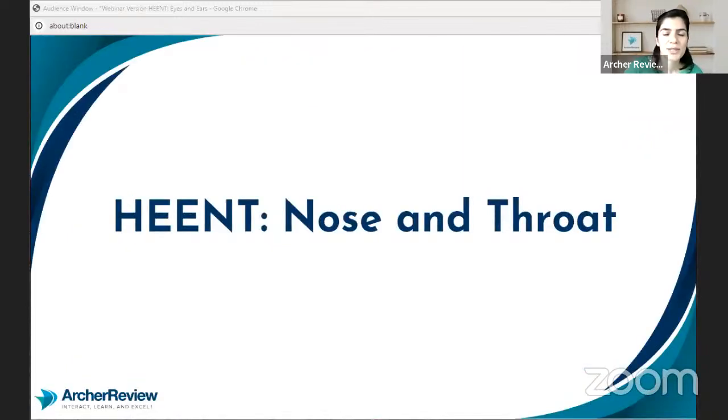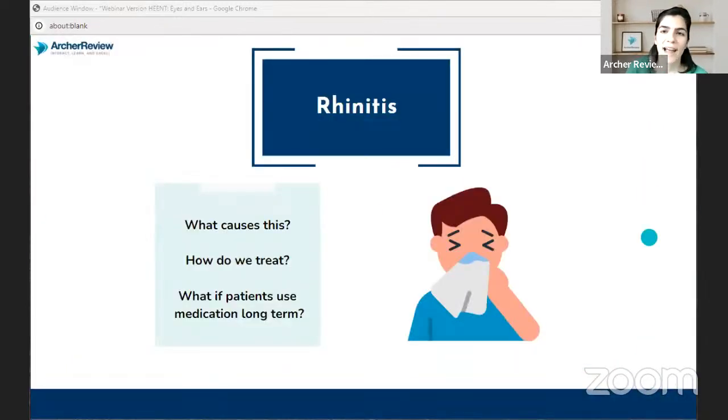Awesome. So let's jump to the nose and throat. So rhinitis, good old-fashioned rhinitis. How do we treat this? Go ahead, put it in your chat. What do you think? A patient comes in and they say, my nose is running. What are you thinking? How are you going to treat this?